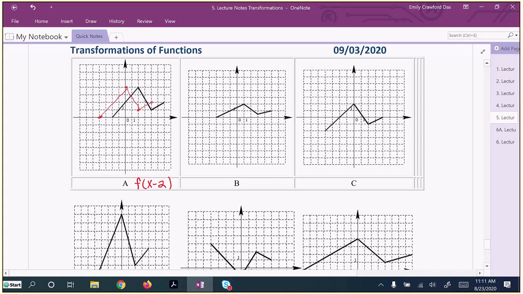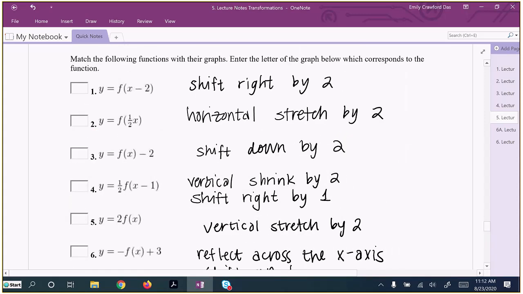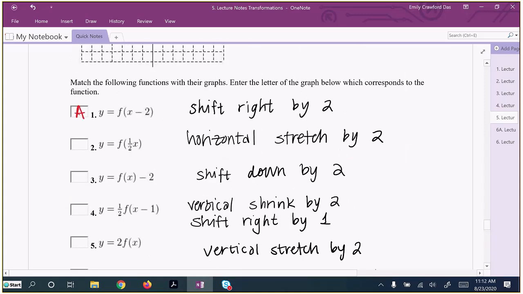So the black graph is f of x minus 2. The red graph I just sketched in was our original f of x. Okay. So this one's A. What about horizontal stretch by 2, which is f of 1/2 x?